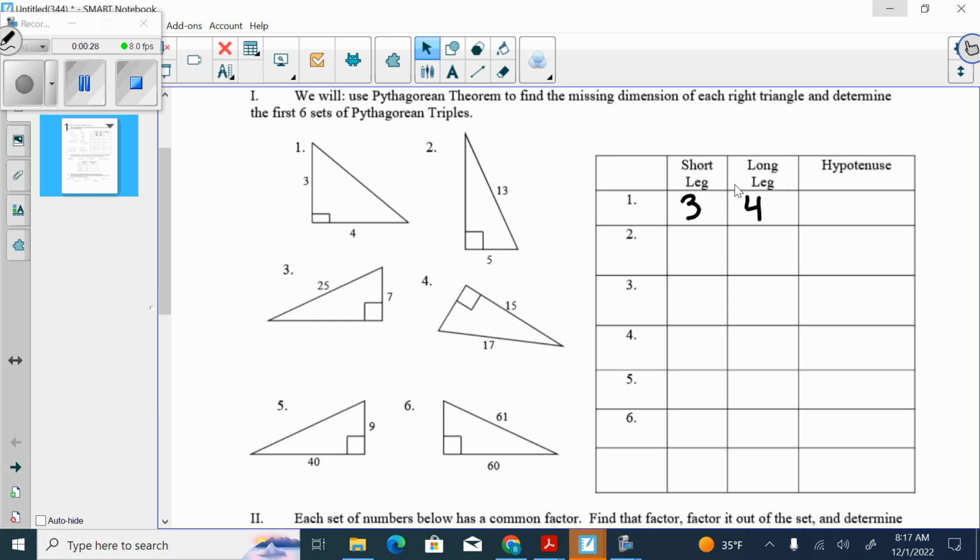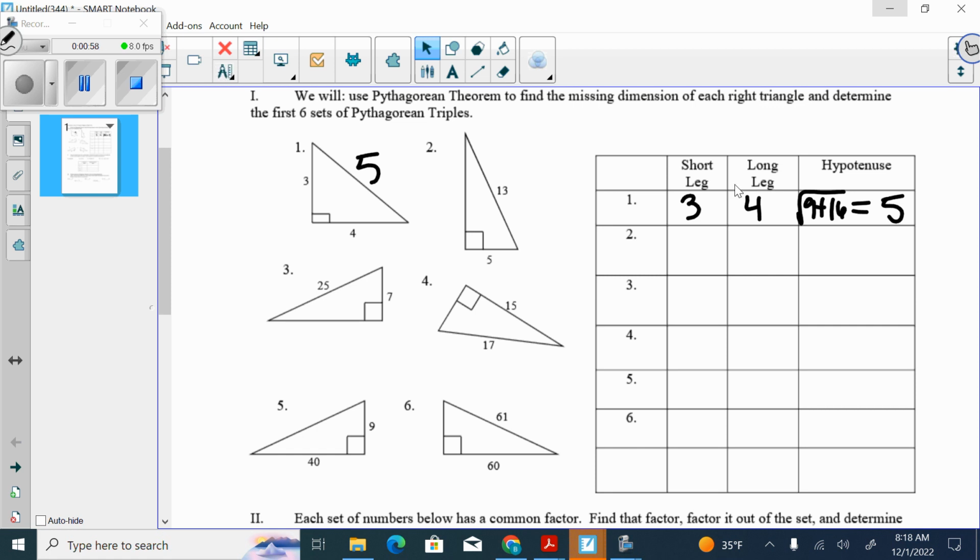Right. And our a squared is 3, right? 3 squared would give us 9, plus 4 squared, which would be 16, right? And 9 plus 16 is 25, and that's going to give me c squared, but we just want c, right? So I take the square root of 25, which is 5. So the hypotenuse here would be 5.